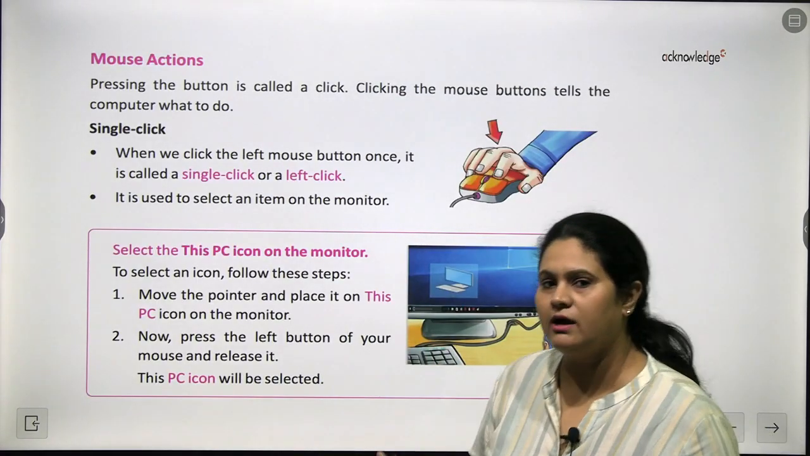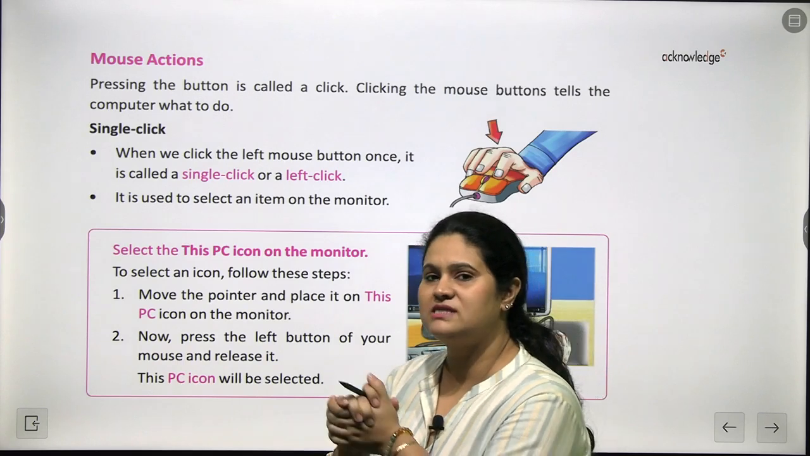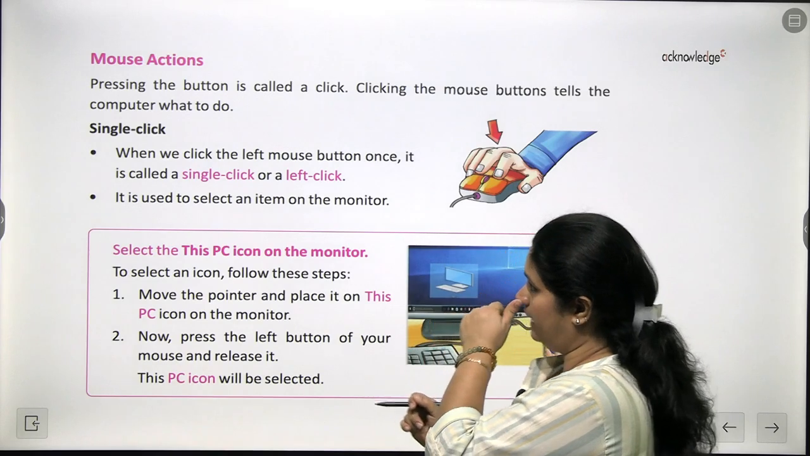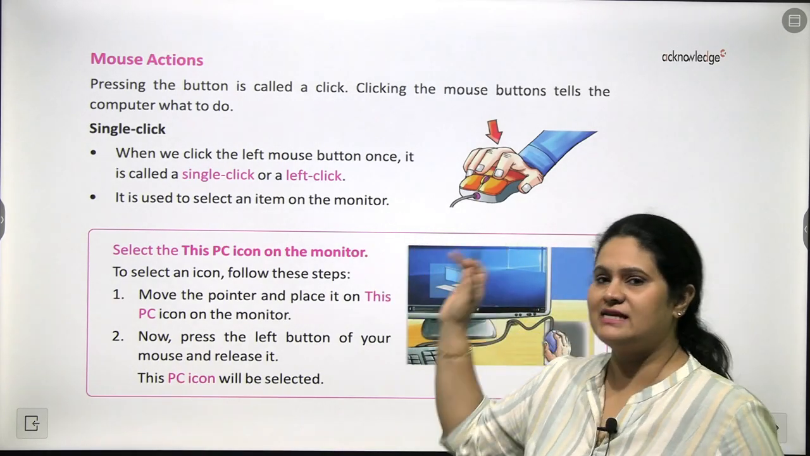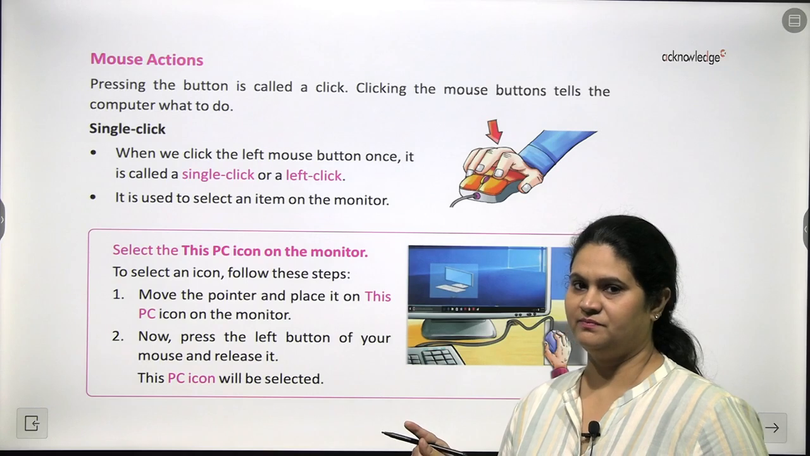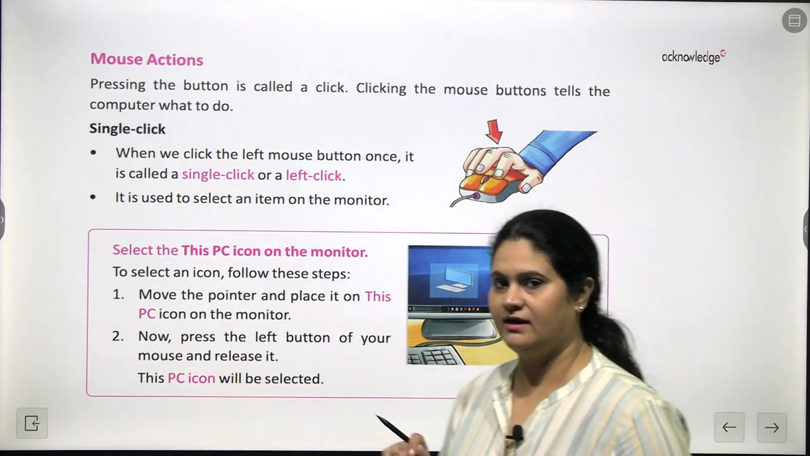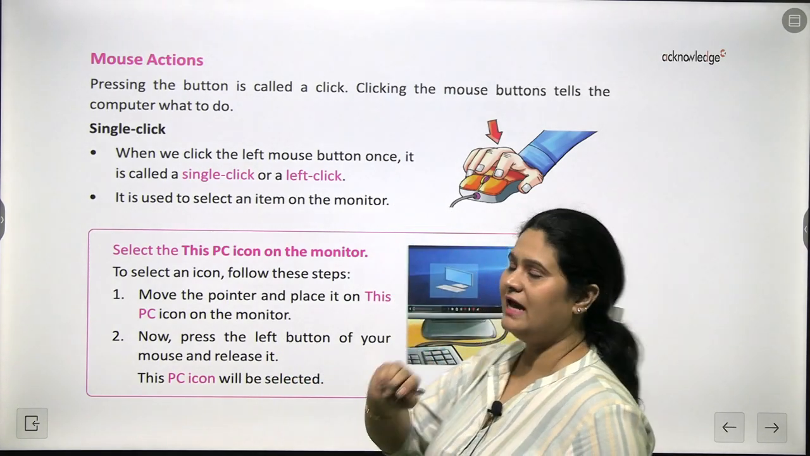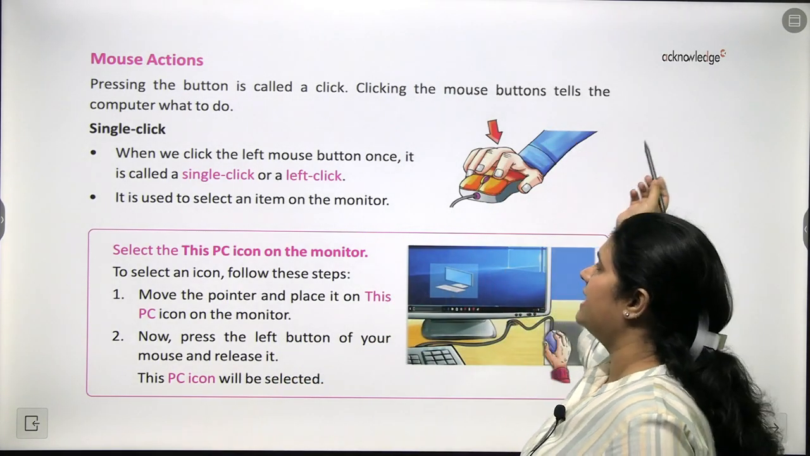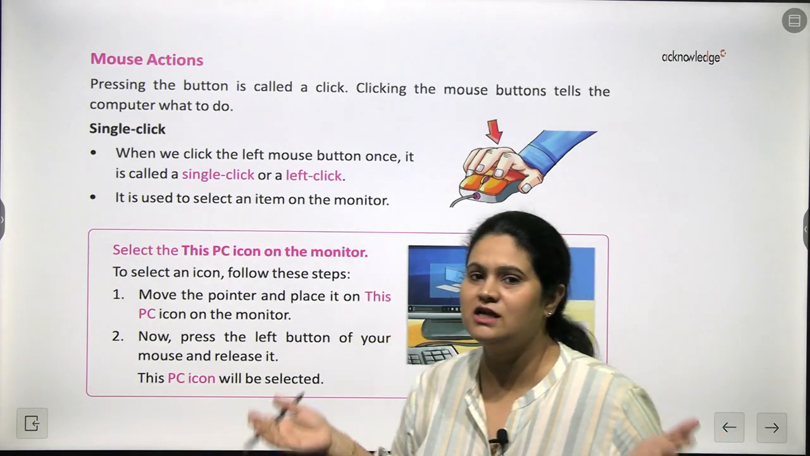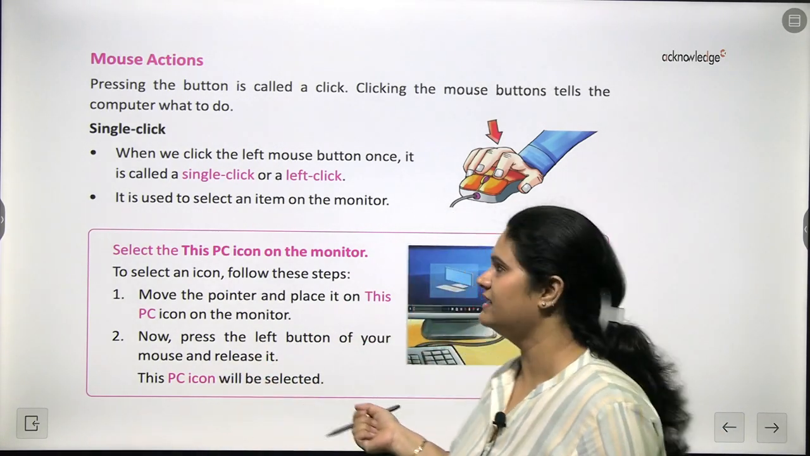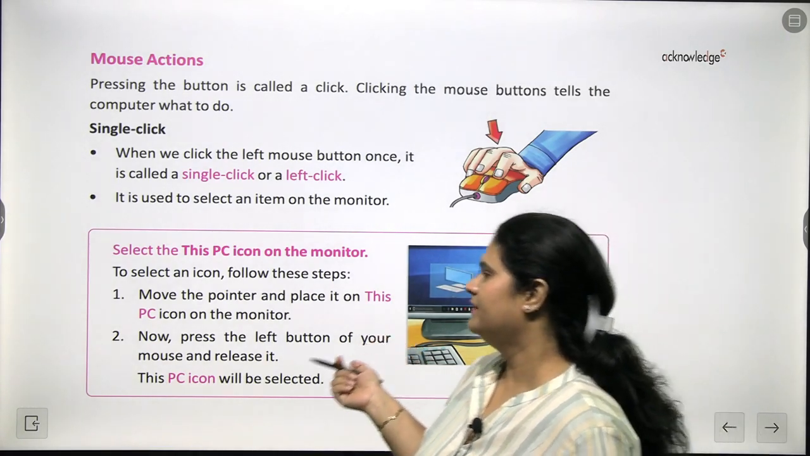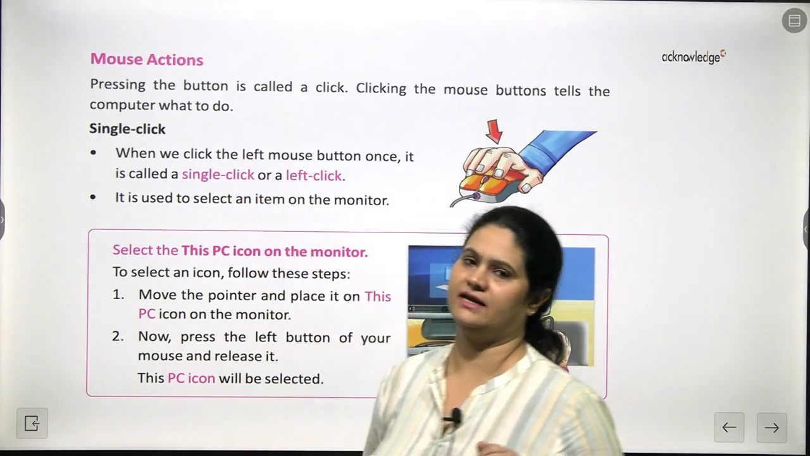So, let's talk about the different mouse actions that are performed using these mouses. Okay, so whenever you press a button on the mouse, it is called clicking, right? When you press a button, it is called clicking, right? Clicking the mouse buttons tells the computer what to do, right? That is why a mouse is called an input device. Remember? Now, what is a single click?